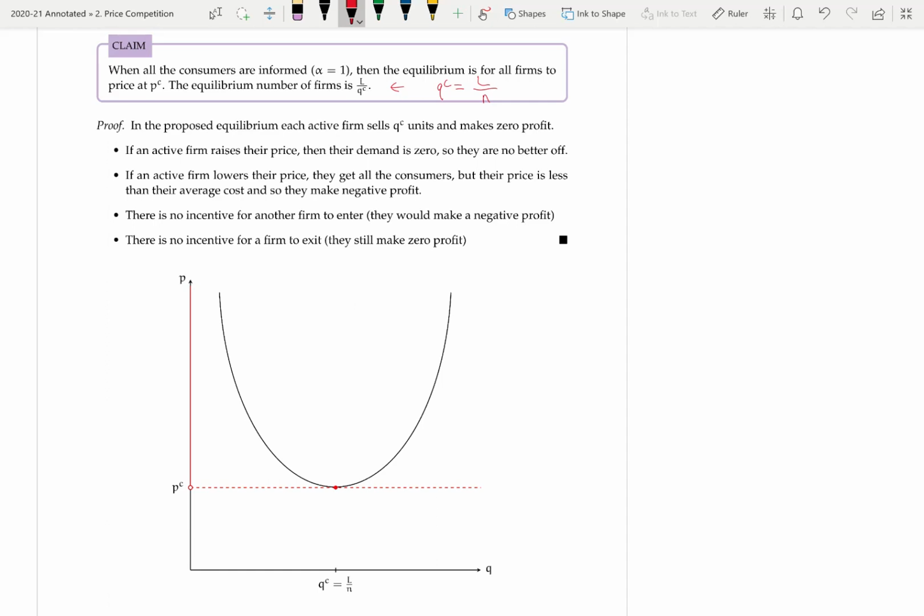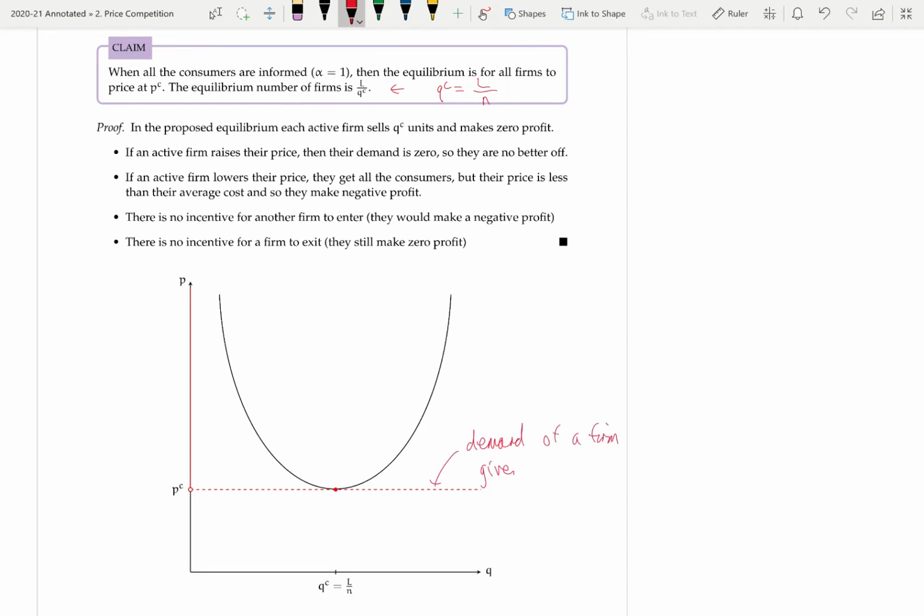So again, we need to check that there's no incentive to deviate. In this proposed equilibrium, each active firm is selling Q(C) units and making zero profit. On the diagram, I've drawn the demand curve of a firm given the other firms charge P(C). So let's think about a deviation by this firm. If this firm raises their price, then they're going to be pricing above P(C), above all the other firms. Because all the consumers are natives, they observe that this firm's price is above all the other firms. This firm will get no demand. Their profit will still be 0. They're no better off than pricing at P(C).